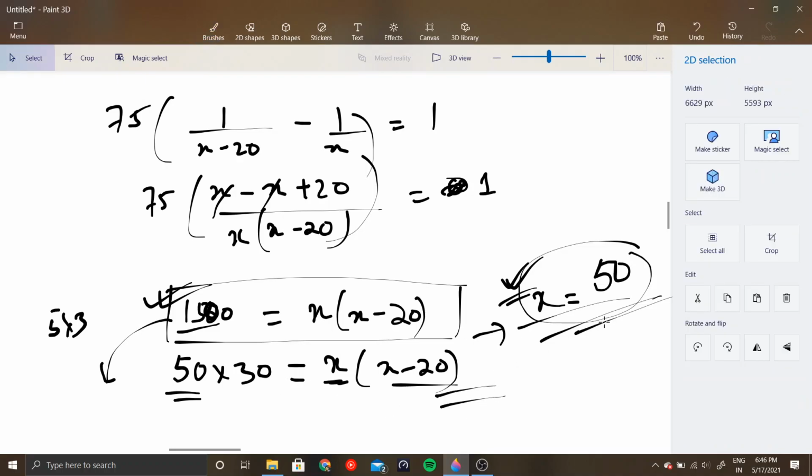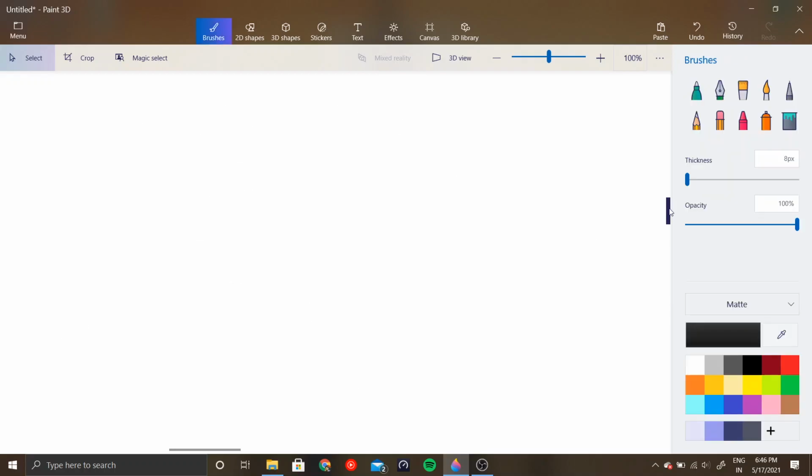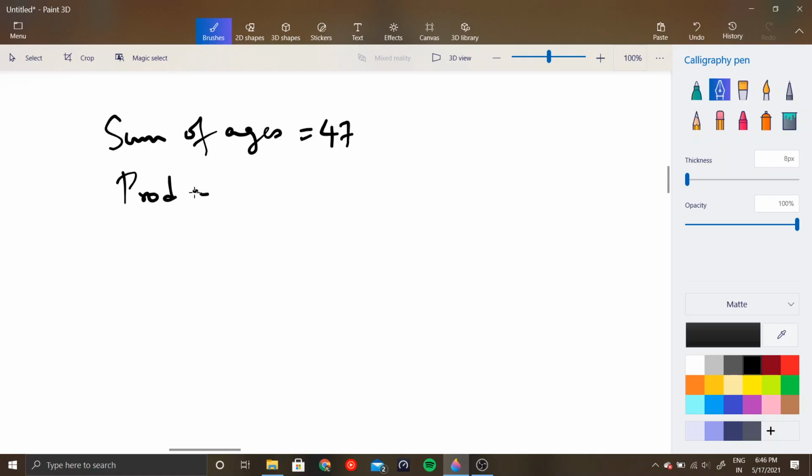We have come a long way into solving tough questions. Today we solved a lot of tough questions. Last question here. The last question being, the sum of ages is 47 and the product of ages is 550. You have two people. The sum of their ages is 47 and the product of their ages is 550, right?